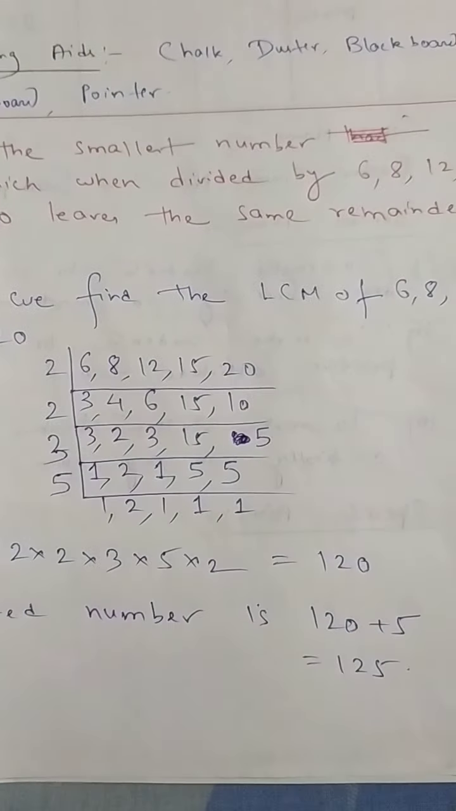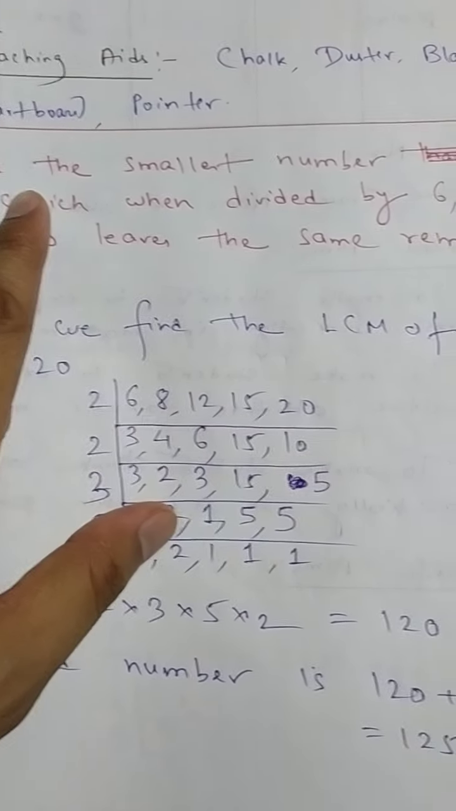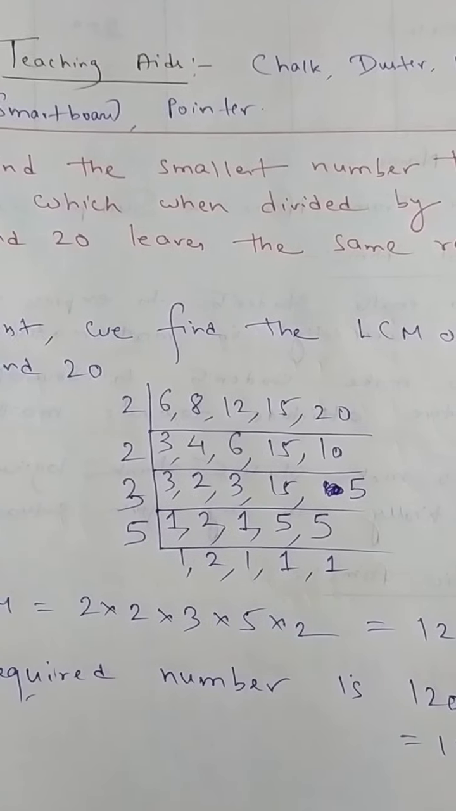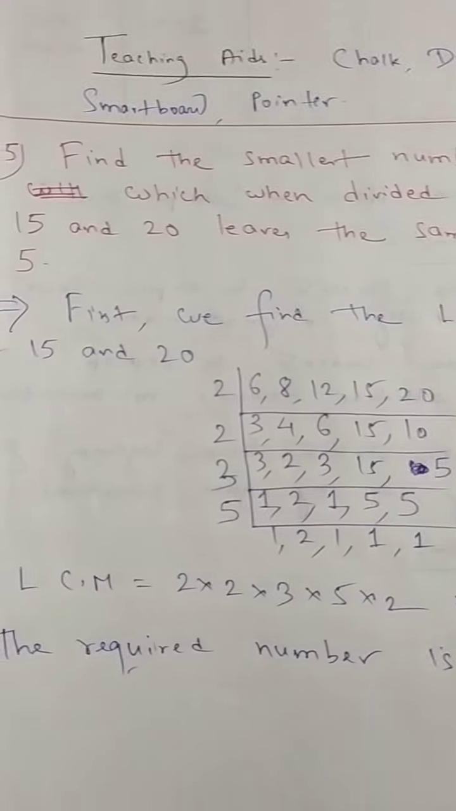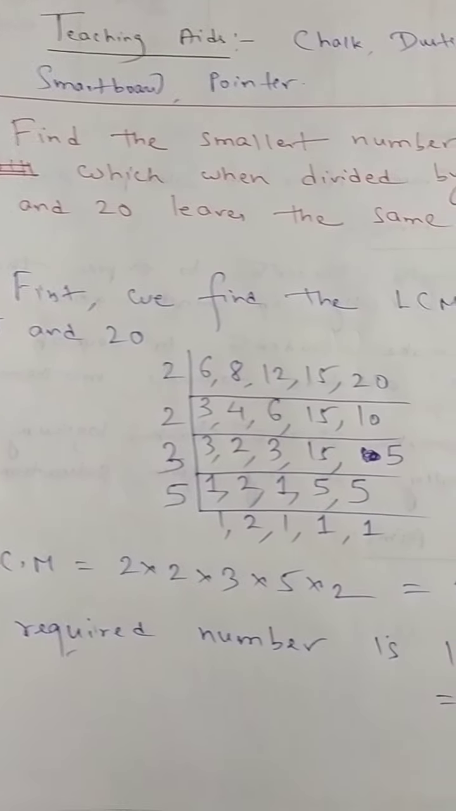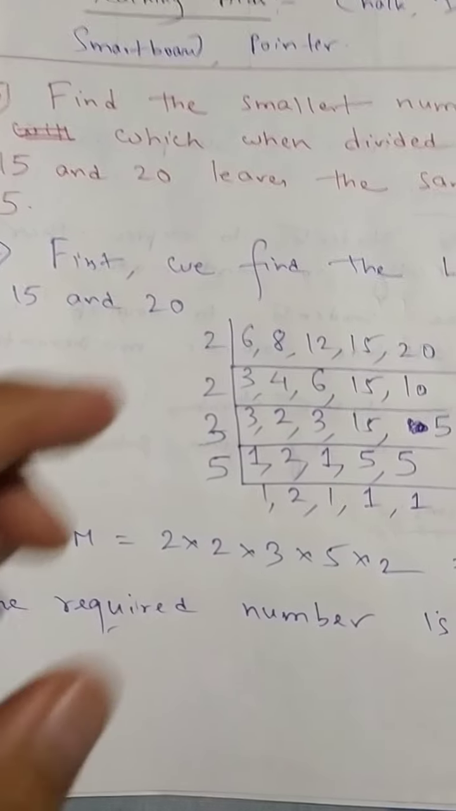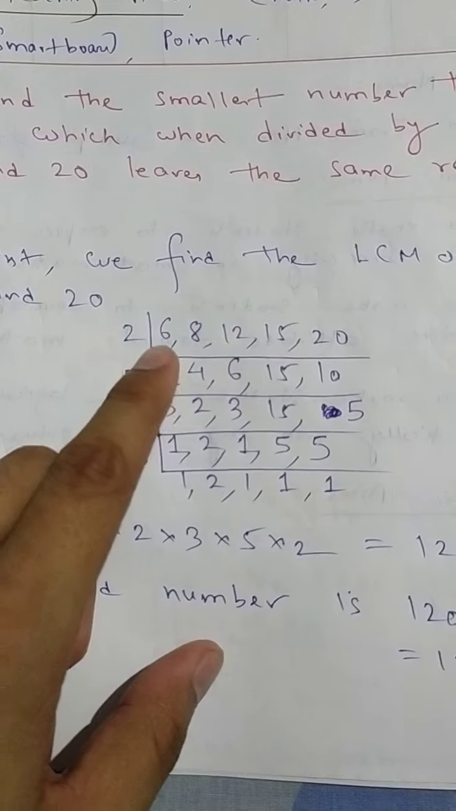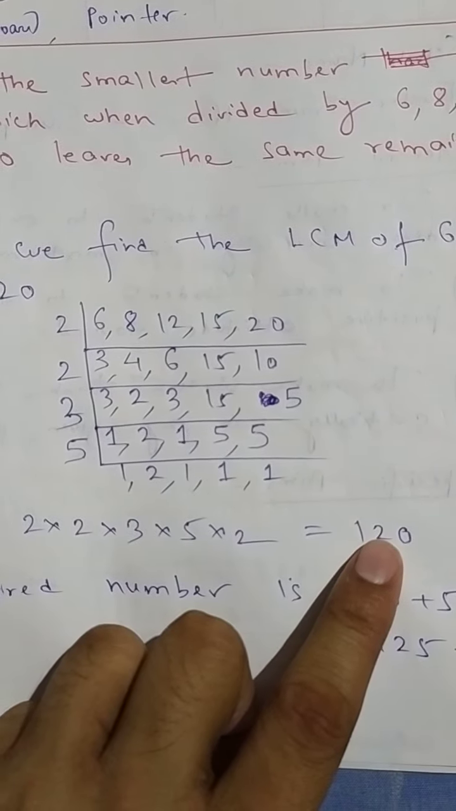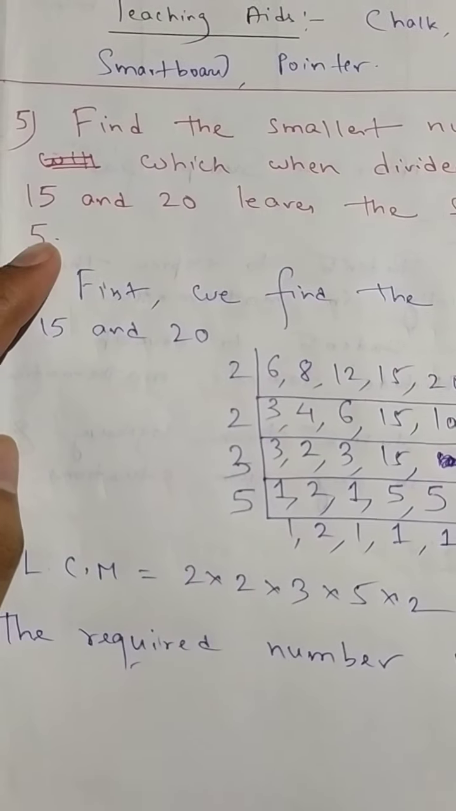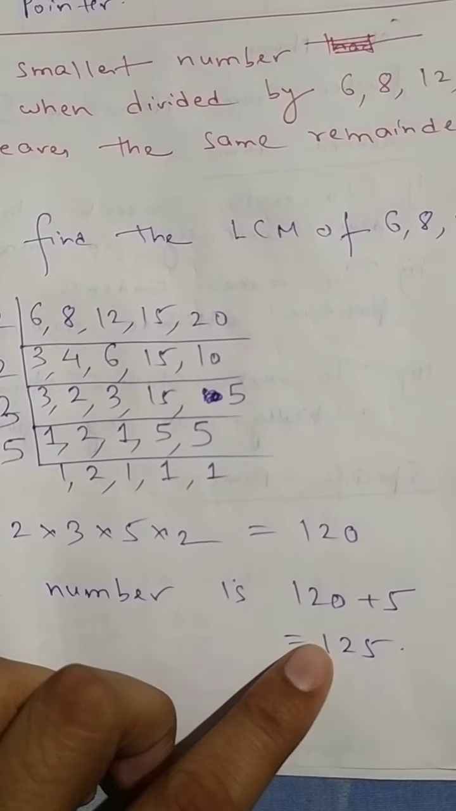Okay. So once again I am repeating, here you have to find the smallest number which when divided by 6, 8, 12, 15 and 20 leaves the same remainder 5. So in case of the smallest number, first you have to find out the LCM of these 5 numbers, 6, 8, 12, 15 and 20. Your LCM is coming 120. Now since the remainder is the same, 5, at last the required number is 120 plus 5. You have to add this remainder.